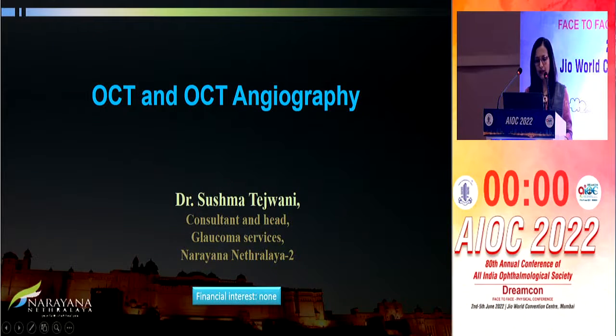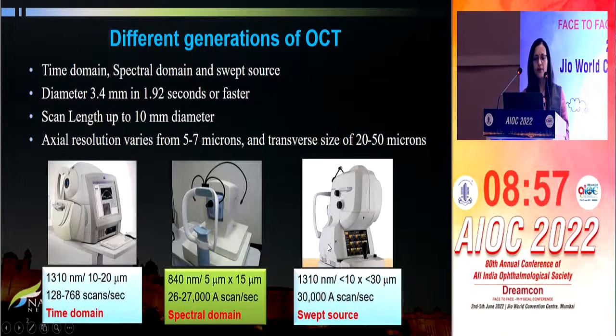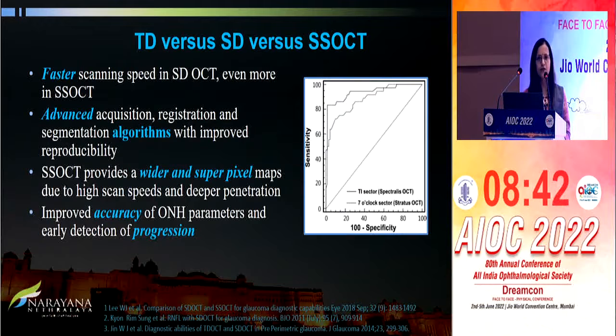Okay, so I'm supposed to speak on OCT and OCTA, which is the recent topic these days. Now, we have gone through different generations of OCT, right from time domain to spectral domain to swept source OCT, and we know that we have a diameter of 3.4 millimeter where we do scans, and as we go towards higher generations, we do have faster scanning speeds, better segmentation algorithms, and advanced acquisition techniques.